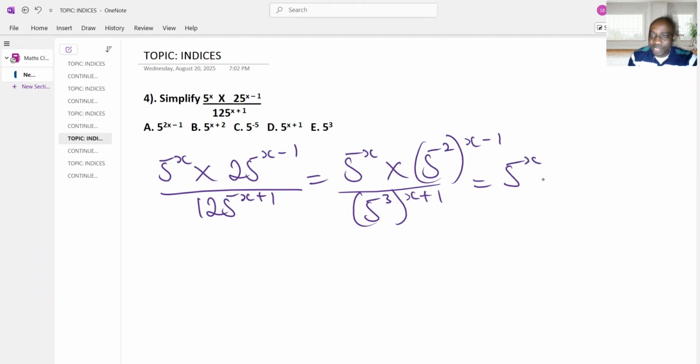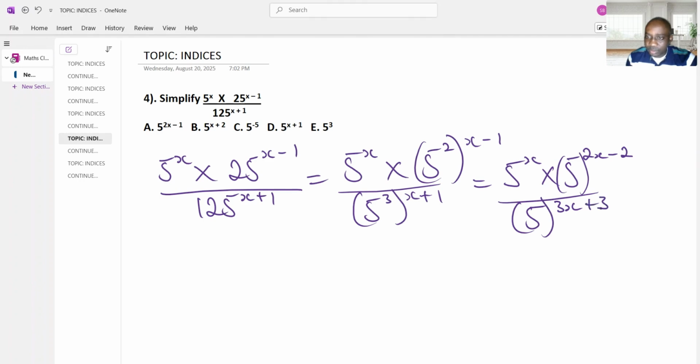Let's expand this one. Multiply by 2 times x, 2x. 2 times 1, 2. Let me just bracket it like this. And this one is going to give me, so I'm going to multiply it, 3 times x, 3x. Yes, like I said, we are going to expand this one. 3 times 1 is 3.